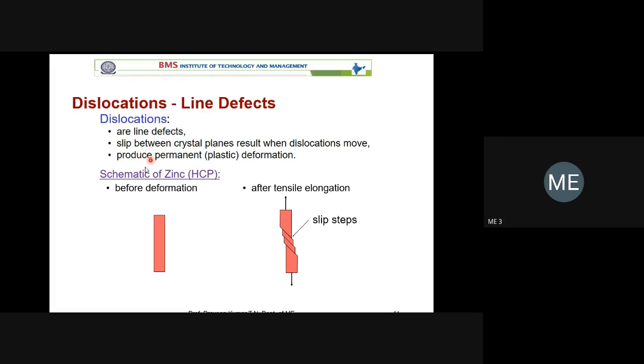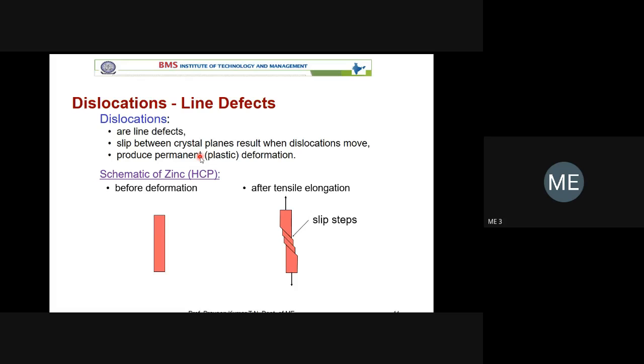Now, the important term is slip between crystal planes results when dislocation moves. Each and every line, every term you have to understand, you have to imagine this. It is like an abstract concept. So we have slip between crystal planes. Slip between the crystal planes, in physics we studied. Imagine you have a simple cubic structure. One corner point is 0, 0, 0.